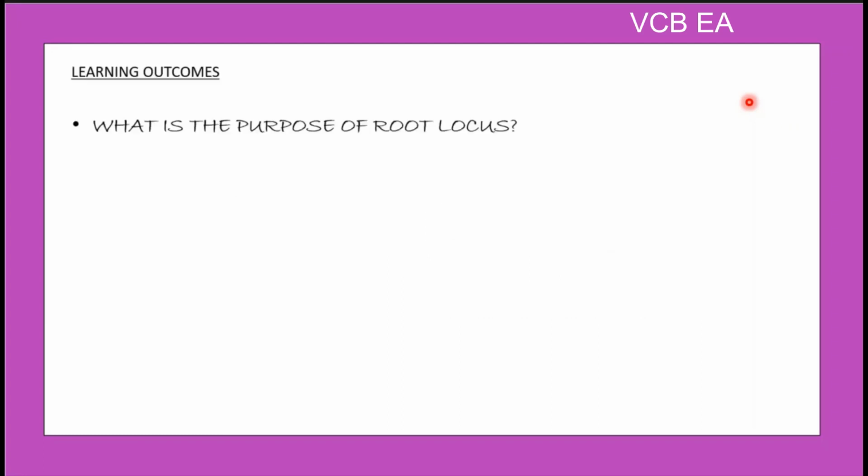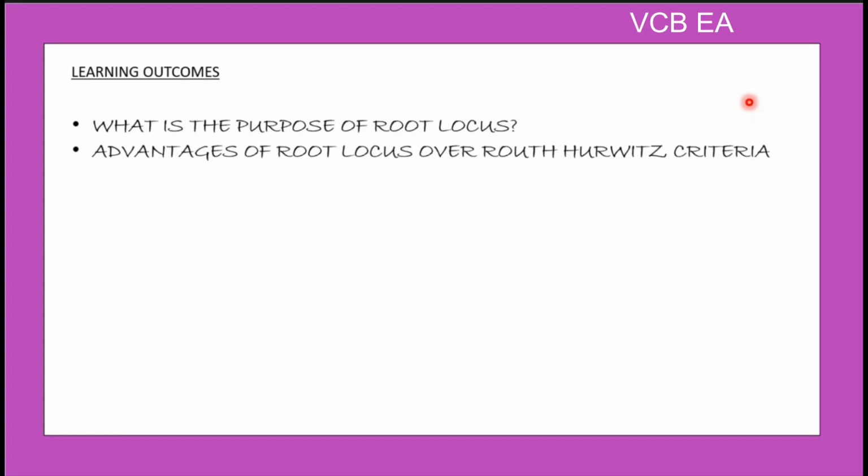Hello everyone and welcome to this lecture on root locus technique. Root locus is a technique which helps us to analyze the stability of a control system. By the end of this lecture, students will be able to understand the purpose of root locus and will be able to identify the advantages of root locus over Routh-Hurwitz criteria.